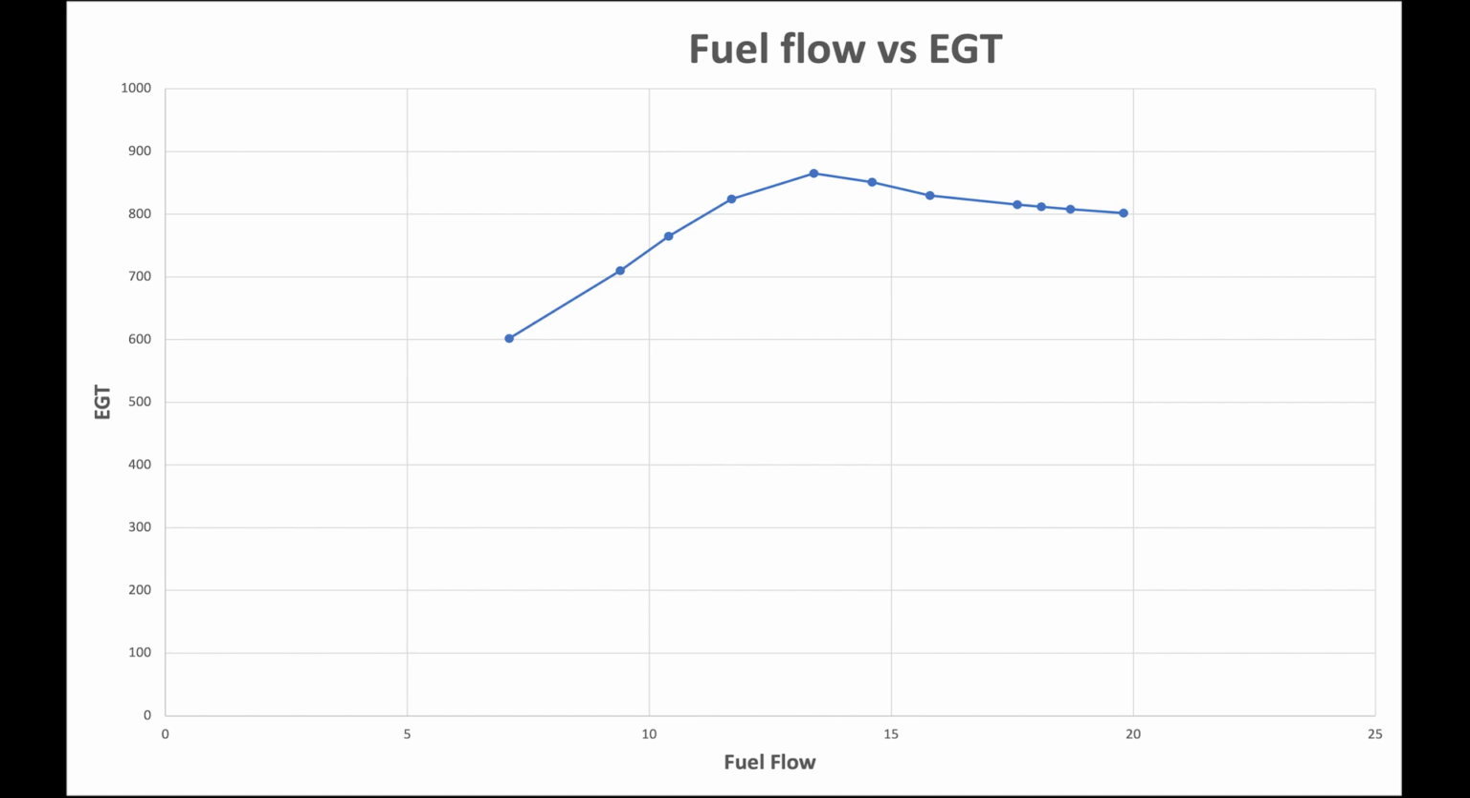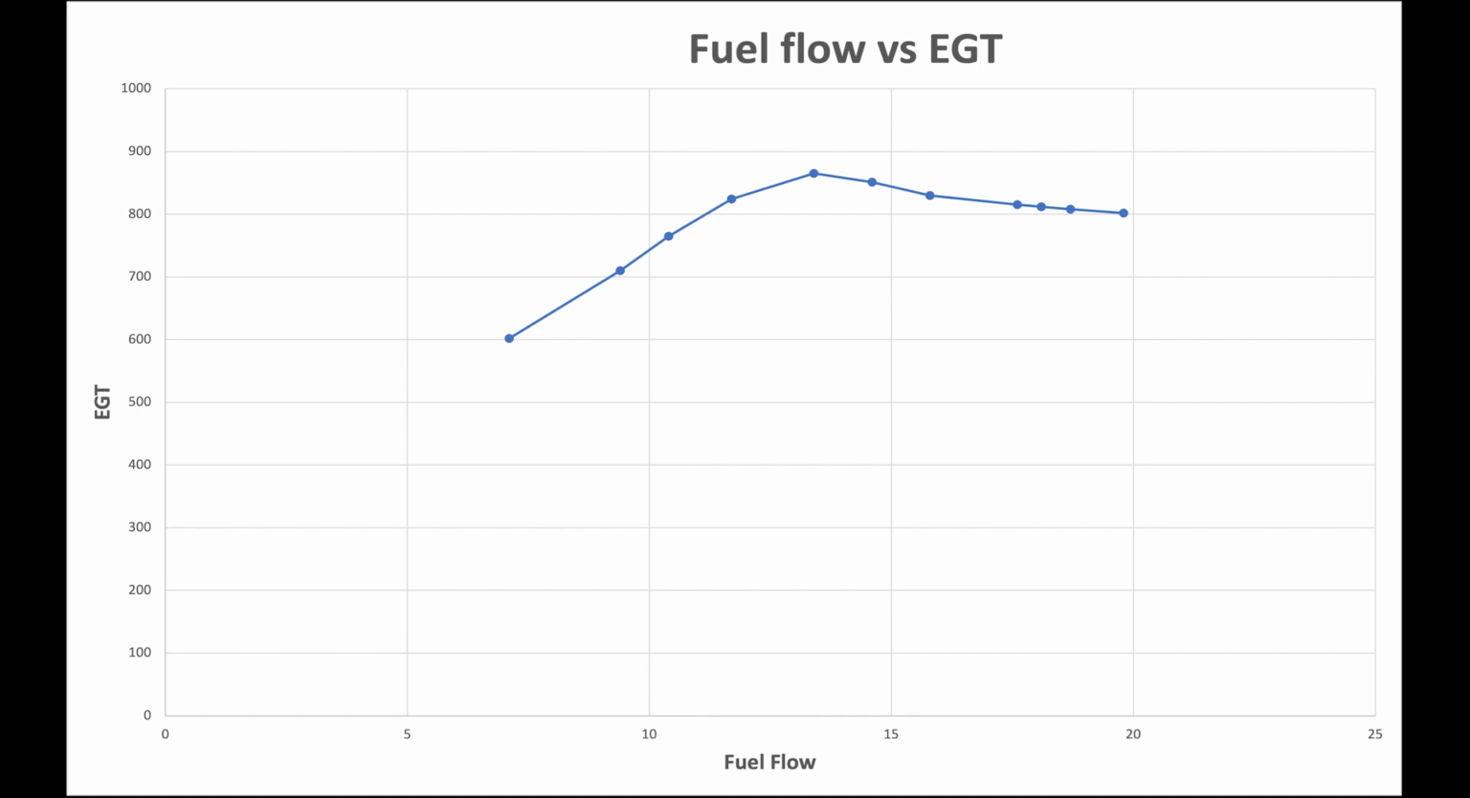Now, starting at the far right of the graph, we have a very rich fuel-air ratio, so lots of fuel for the amount of air that we have. And as we lean the mixture, reducing the fuel flow, we can see our exhaust gas temperature increases to a point and then starts to decrease.